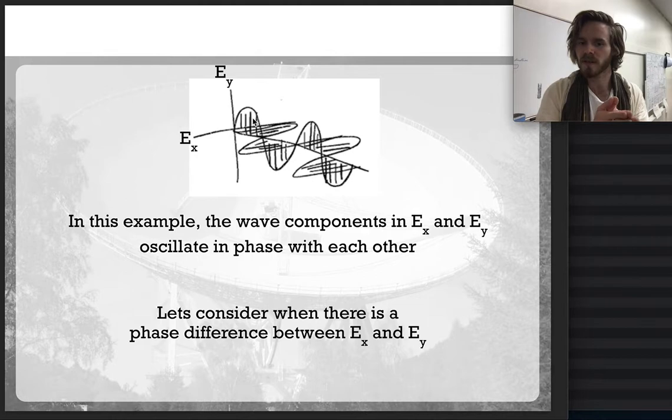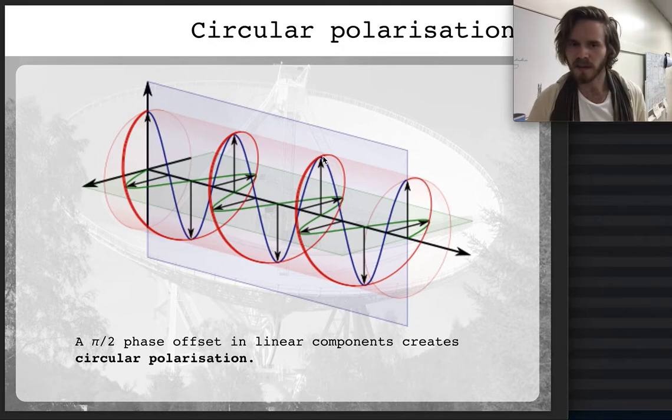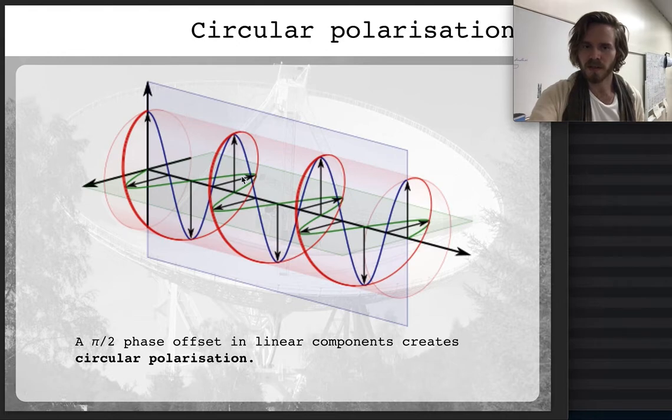So I want now to mess with this idea a little bit and consider when you have these two components, but there's a phase difference between them. This is what gives rise to circular polarization. And this figure is, I think, a brilliant figure to go through, and so that's what I want to do here now.